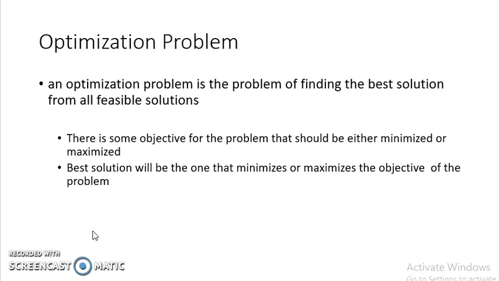An optimization problem is the problem of finding the best solution from all feasible solutions. So, in these problems, you have some objective or goal of the problem that should either be minimized or maximized. There are many possible solutions, but the best solution is the one that minimizes or maximizes the objective of the problem.